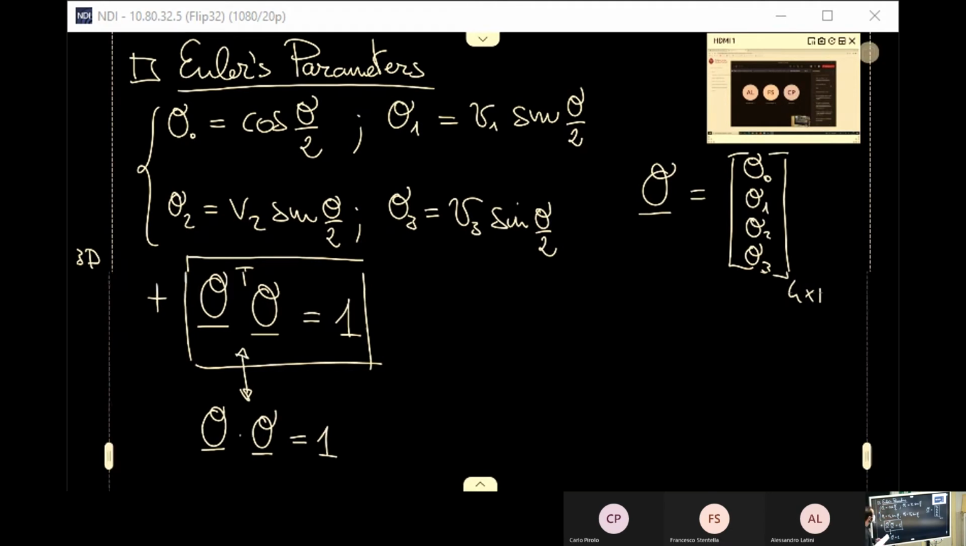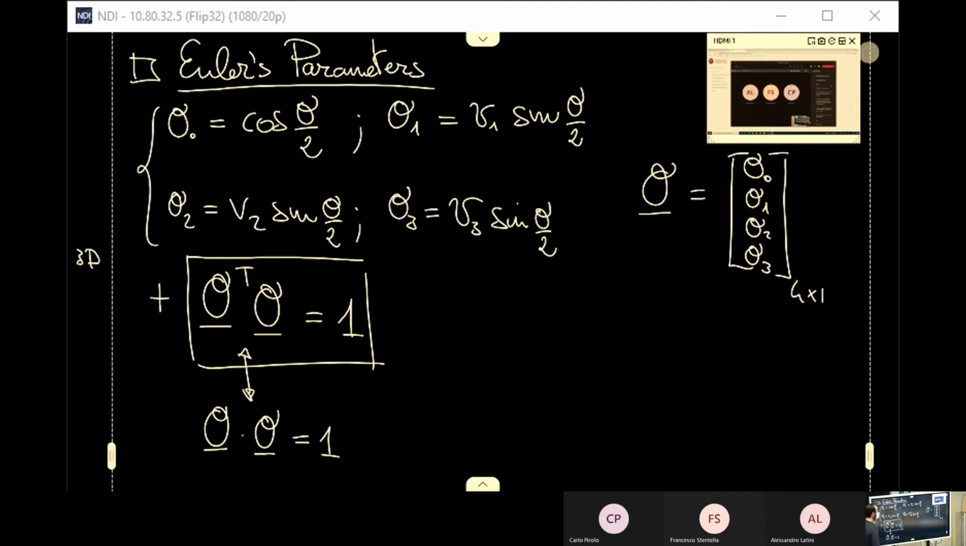If you do it, you actually see that it holds. In fact, if you do the square of these components, you have cosine squared, this square, this square, this square. You group sine squared, and so you have v1, v2, and v3 squared all together. So it's 1, the sum. So eventually you end up having cosine squared of theta divided by 2 plus sine squared of theta divided by 2, and so that must be 1. Okay? So that's why they were defined like this.